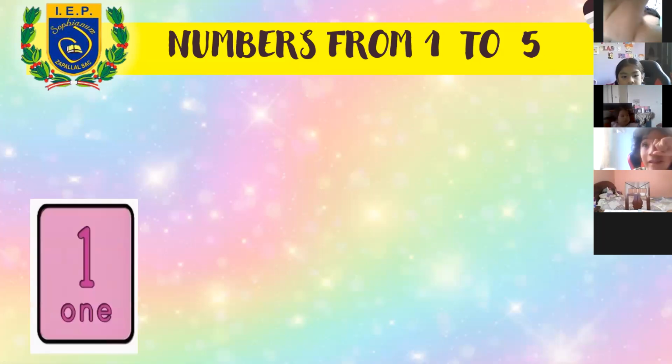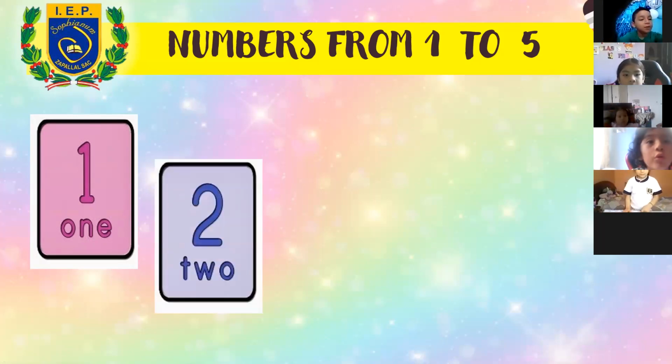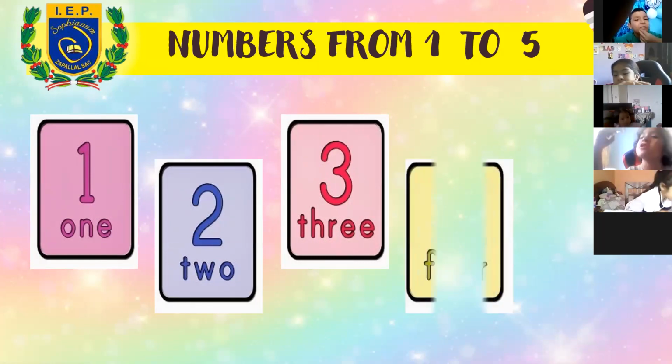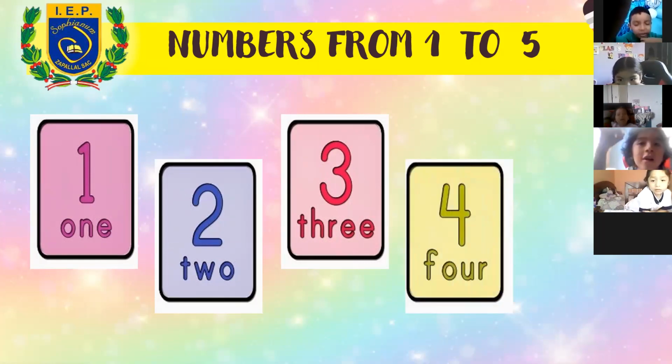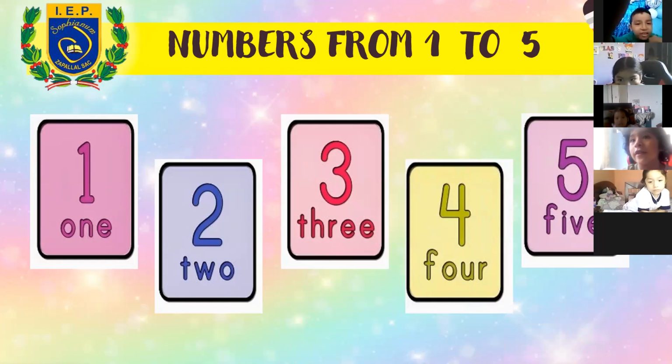Let's start. This is a number. This is number 1, okay? The number 1. Continue. Remember, this is number 2. Number 2. Continue. This is number 3. Number 3. This is number 4. Number 4. This is number 5. Number 5. Excellent. Good job.